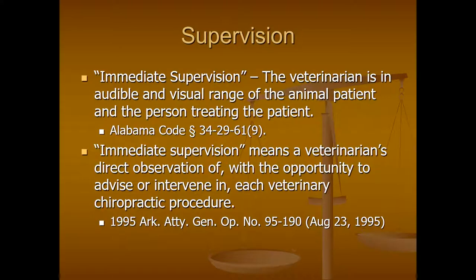Alabama then goes on to define immediate supervision, which means the veterinarian is in audible and visual range of the animal patient and the person treating the patient. This means essentially in the same room as the animal and the person treating the patient. Arkansas has a similar definition of immediate supervision. Means a veterinarian's direct observation of, with the opportunity to advise or intervene in, each veterinary chiropractic procedure.